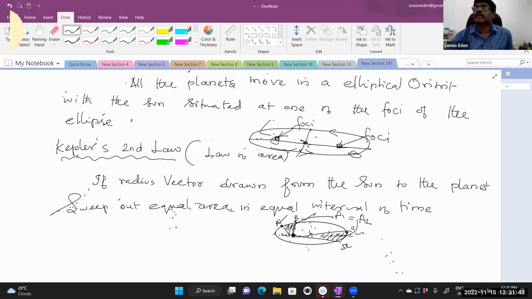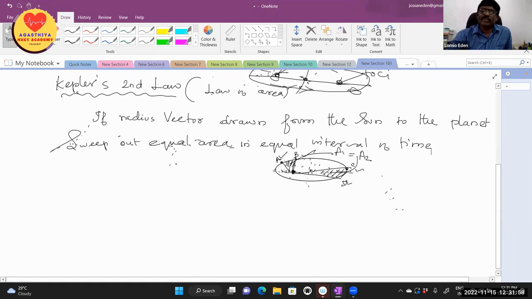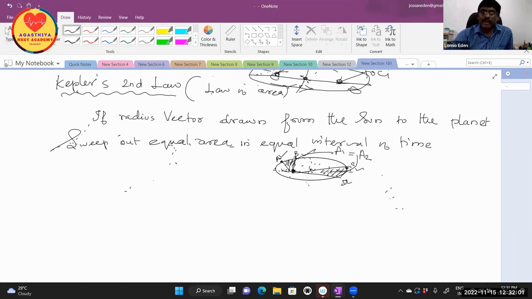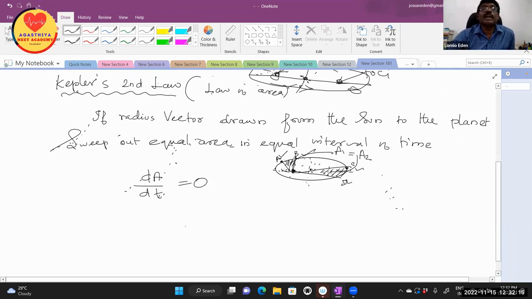In the same time, whatever area is spread, those areas are equal, they say. The radius vector drawn from the sun to the planet sweeps out equal areas in equal intervals of time. It also explains that the area covered with respect to time is constant. This is the mathematical statement of this law. It's called areal velocity: area with respect to time.